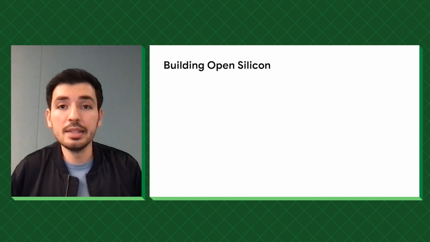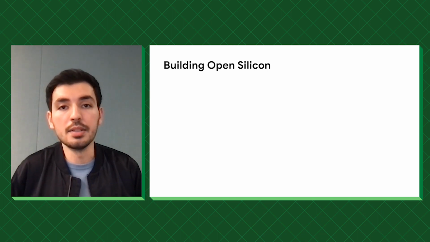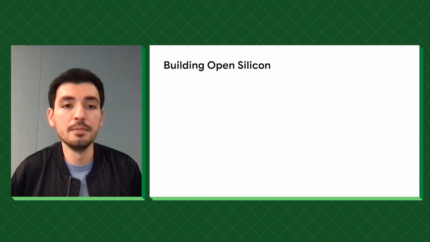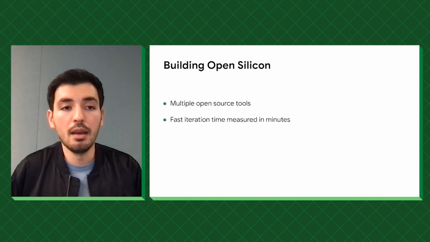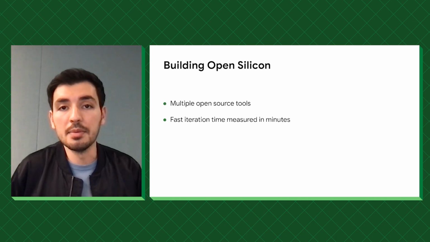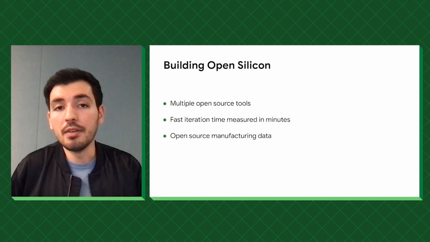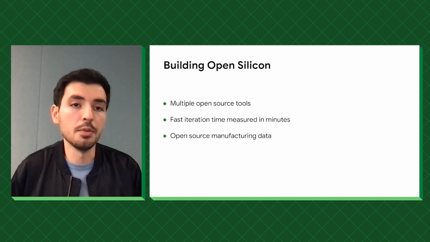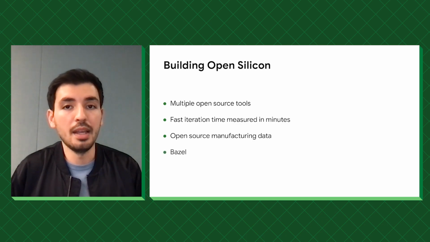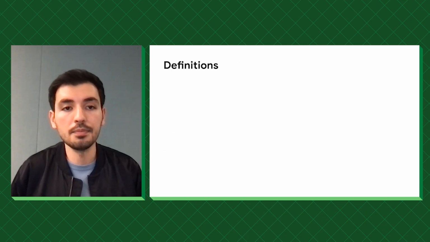So, building silicon in this new way is going to be very exciting and different. We're targeting multiple open source tools. We're looking for fast iteration times measured in minutes. Open source manufacturing data so that you can get started right away without asking anyone for permission. And we're looking to do this all with Bazel to coordinate them.